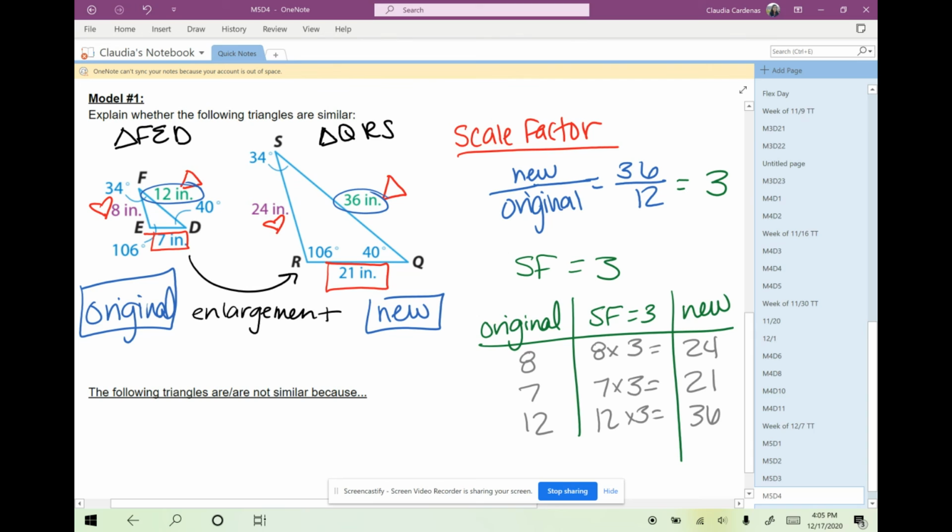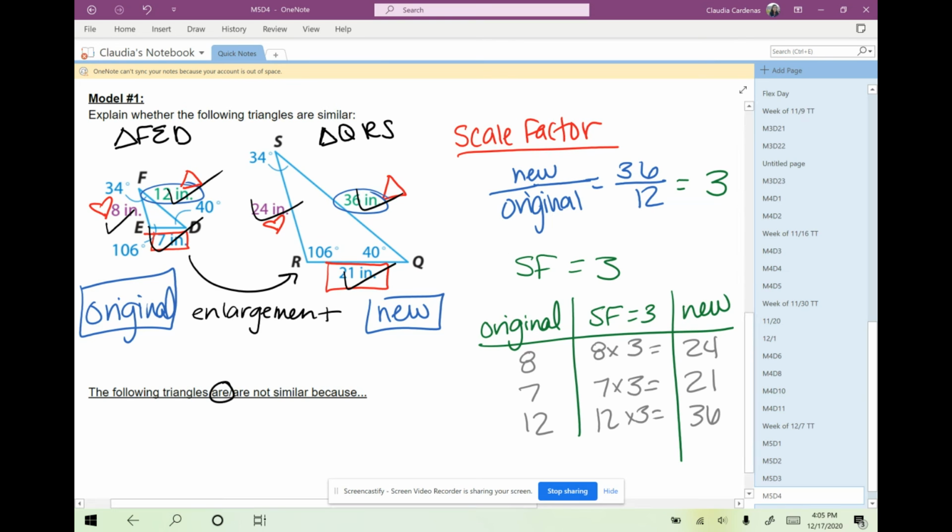So I see 8 matches with 24, yes. 12 matches with 36, yes. And 7 matches with 21. Love it. So what does that mean about these triangles? They are proportional and they are similar. So let's enter that in our complete sentence.